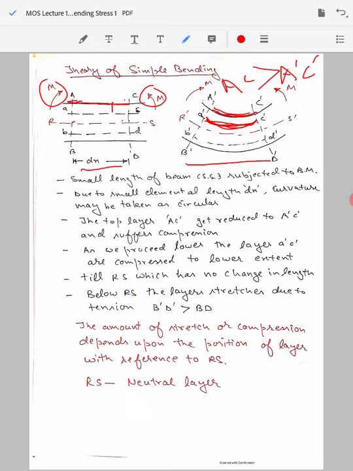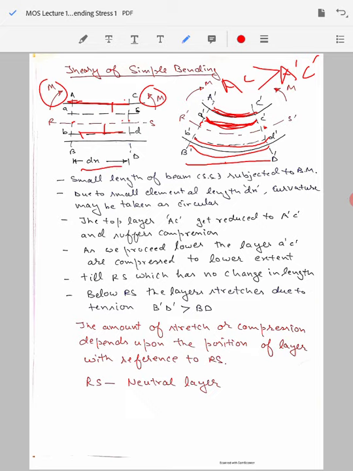This fiber where there is no change in the length is called the neutral axis, or neutral fiber. As we go below this neutral fiber, there is another fiber BD. We will find that it gets increased because of this deformation. So here it takes the shape B dash D dash, and this is larger in comparison to BD. As we go further, we will find the bottommost fiber B dash D dash will have the longest increase in dimension as compared to any other fiber in the beam.